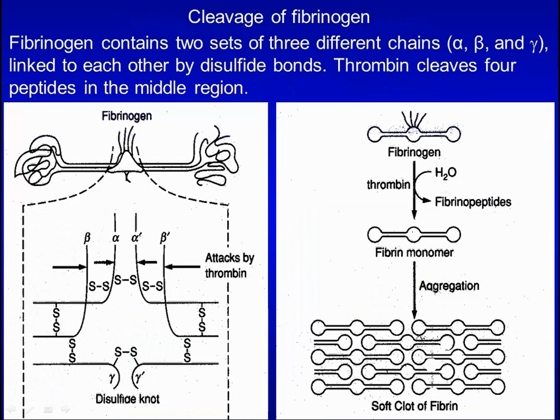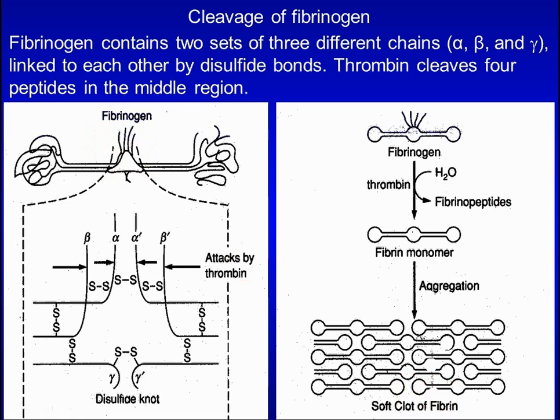Fibrinogen is a large fibrous protein that contains two sets of tripeptide units. Each of these is one tripeptide unit. It consists of alpha, beta, and gamma chains. Thrombin cleaves four small peptides in the middle region of fibrinogen. After release of these small peptides, fibrin monomers can now aggregate to form soft clot of fibrin.